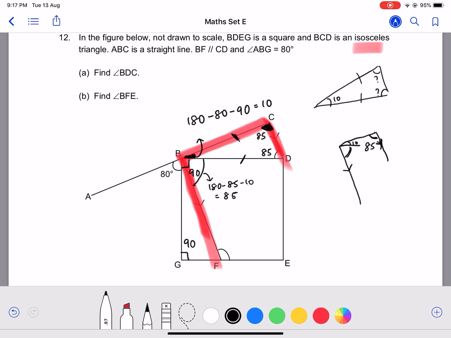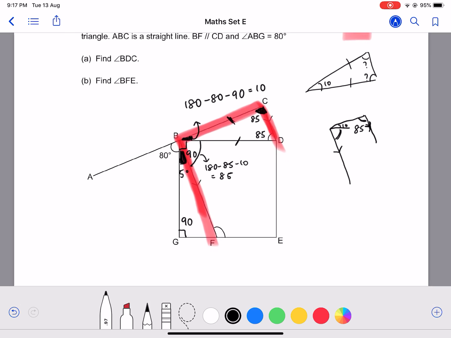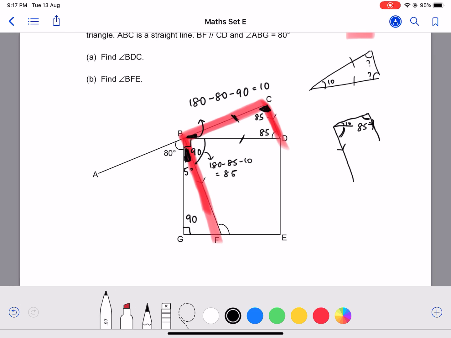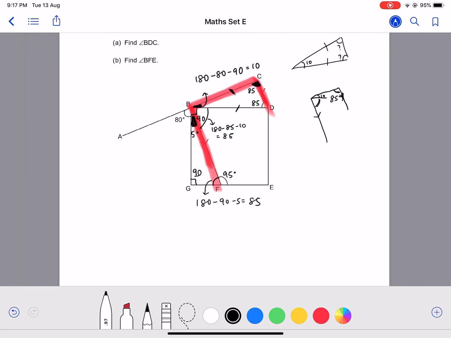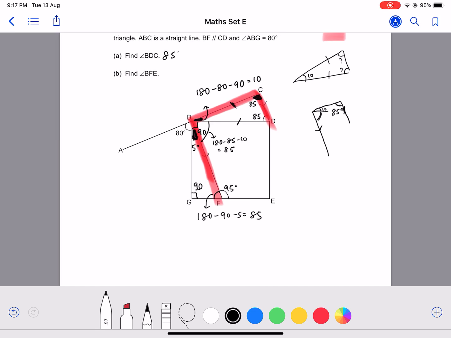Now if that's 85 and the square is a 90, we have uncovered more things. Here will be a 90 minus 85, so this is actually a 5 degree. And we are going to get closer and closer already. We have a 5 here, we have a 90 here, we can find what is here, which is 180 minus 90 minus 5, which is 85. And if I know that's 85, then the other side is 95 because of the straight line. Okay, there I have it, all the answers are out. Answer for A, 85 degrees. Answer for B, 95 degrees.